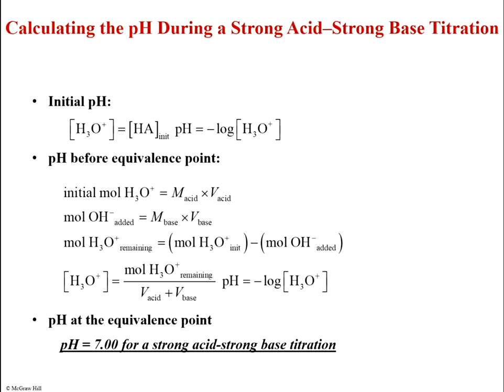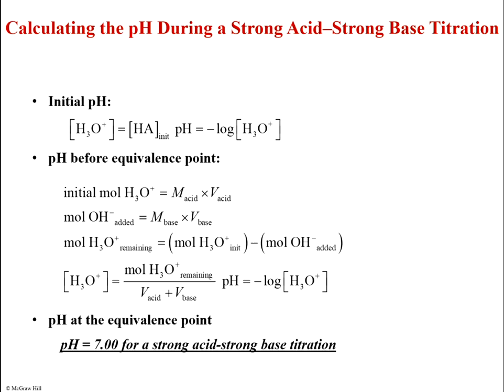Once we begin adding strong base to this solution, a reaction occurs. So the pH for any point between the starting point and the equivalence point is given by the following calculation. We have our initial moles of acid, our molarity of our acid times our volume of acid, and then we have the moles of base that we've added. That is the molarity of base times the volume of base. The reaction goes to completion.